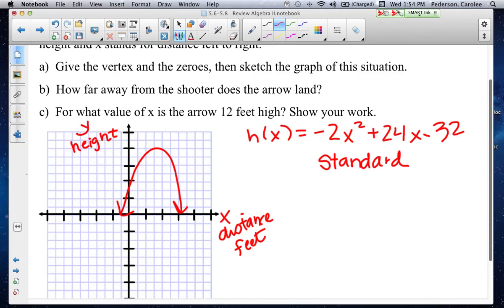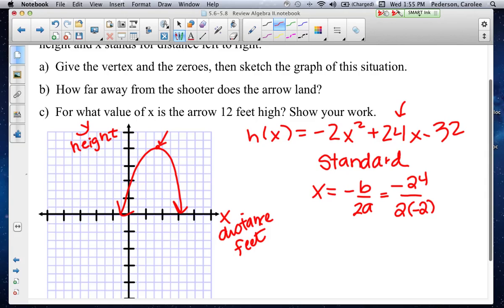So how do you find the vertex, the highest point? How do you find this right here? There was a little shortcut we said. Opposite of b over 2a, or x equals negative b over 2a. That gives us the x value. So we substitute in the b, and then all over my 2a.